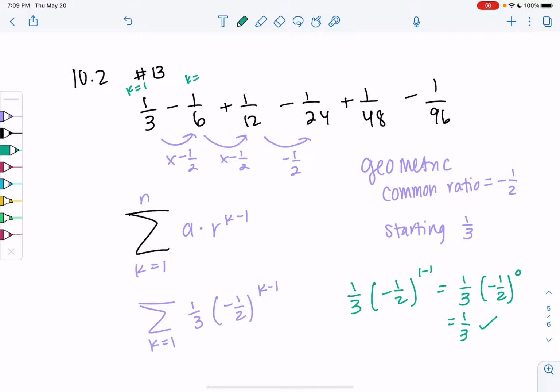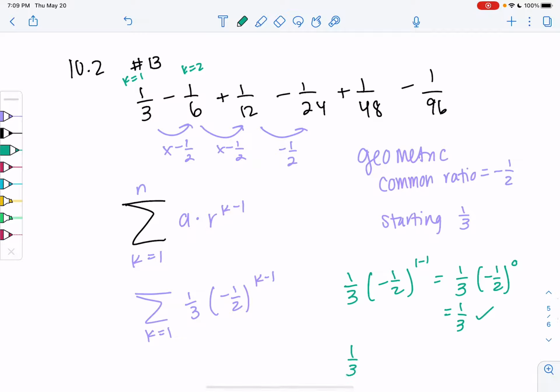Maybe let's check the second one just to be extra sure. 1/3 times -1/2 to the 2 minus 1. Especially with negatives, sometimes you can have the negative on the wrong term, so it's good to check that. So 1/3 times -1/2, and yeah, we get -1/6. So I feel pretty confident about this.